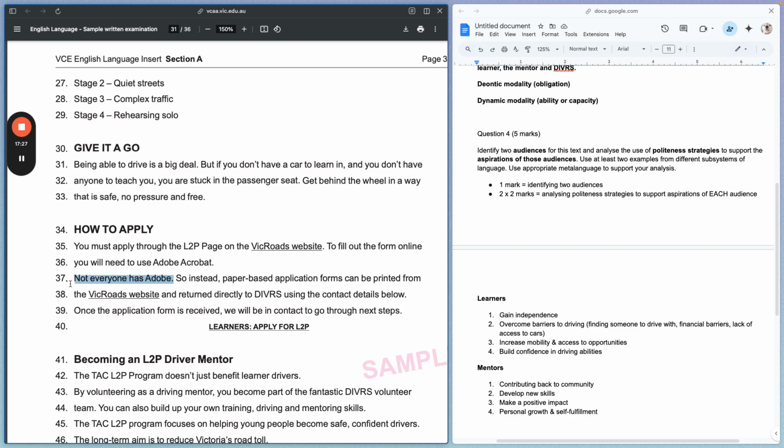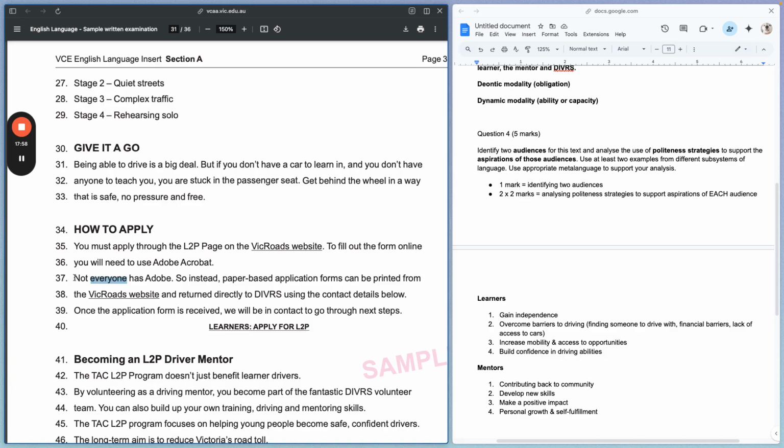Okay, let's have a look at this sentence. Not everyone has Adobe. That's a form of hedging, right? It avoids this sort of direct or potentially accusatory statement like, I don't know, you need Adobe. Instead, it acknowledges the common limitation because these people probably are financially disadvantaged. So it's a common limitation that people might have, and it shows a sense of empathy, shows a sense of understanding. Okay? And the use of everyone here is inclusive. It creates a sense of shared experience.